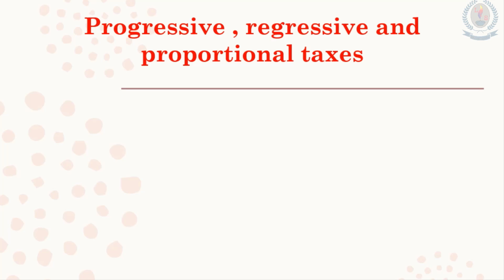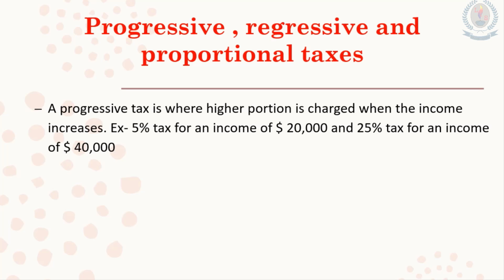Progressive, regressive, and proportional taxes. A progressive tax is where a higher portion is charged when the income increases. Example, 5% tax for an income of 20,000 and 25% tax for an income of 40,000. So when the income is increasing, the percentage of tax that you should pay is also increasing. People earning very low incomes pay no income tax, while others on very high incomes pay a higher rate of tax to the government.